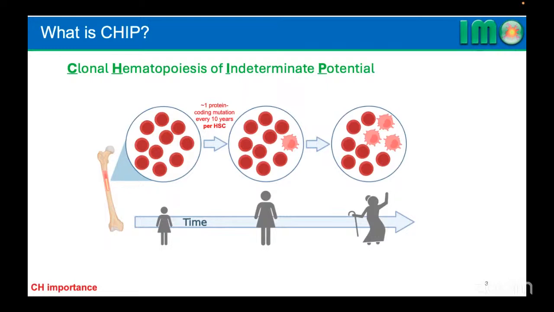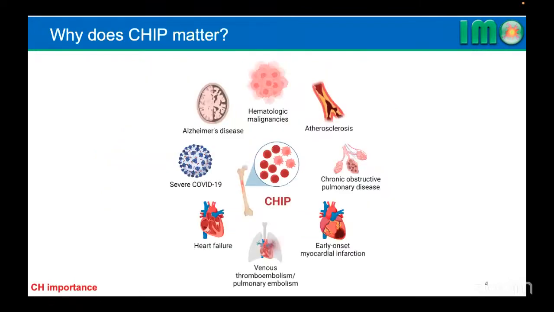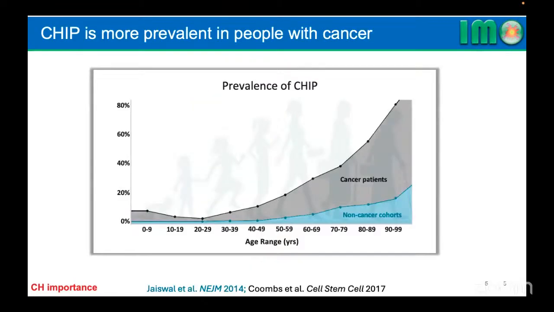This is literally bad news, that this happens for everyone due to age. If they don't do other wrong things like smoking or too much UV exposure, it will happen because of age. Why does CH matter? Because it could be a precursor of many diseases, like Alzheimer's, cancer, heart failure. But what we are more interested in is cancer. CH is more prevalent in people with cancer, especially later in life when they get older.